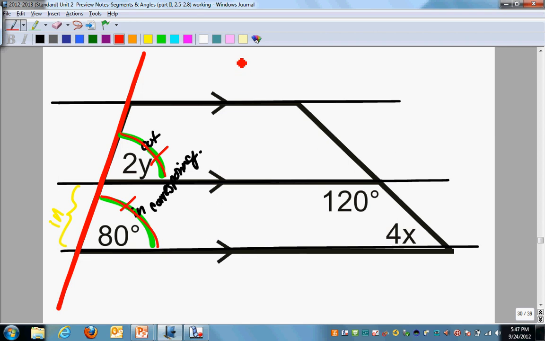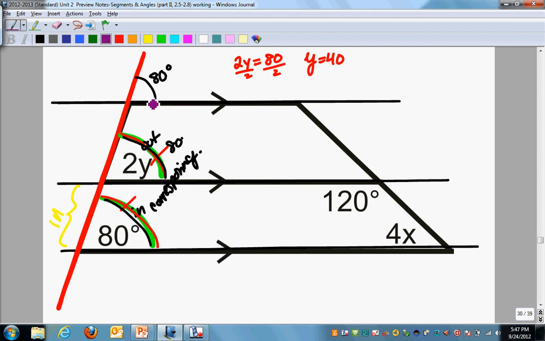So we can solve this. 2y equals 80. Just divide by 2 here, and of course we get y equals 40. So let's find all angles that we can. If this is 80, then this is 80. And then there's one more corresponding angle, that's also 80.